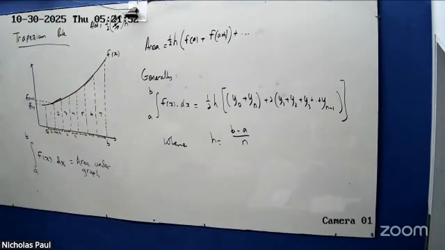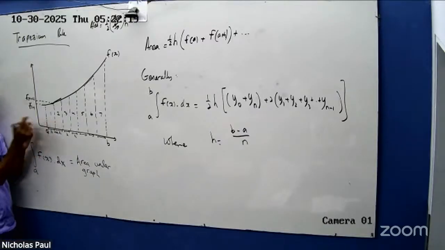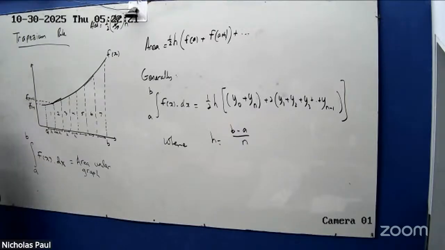Which one do you think would be more accurate here? If I have 200 trapezia or just 5? Which one do you think will give me a better approximation of the area? 200, right? So the smaller the trapezia, the more accurate, the better. I mean smaller width, so I meant smaller width.